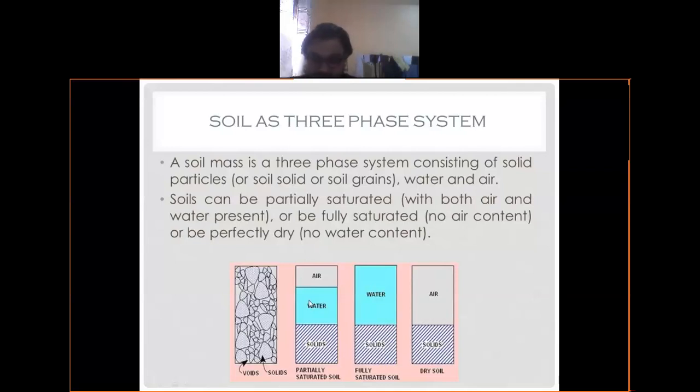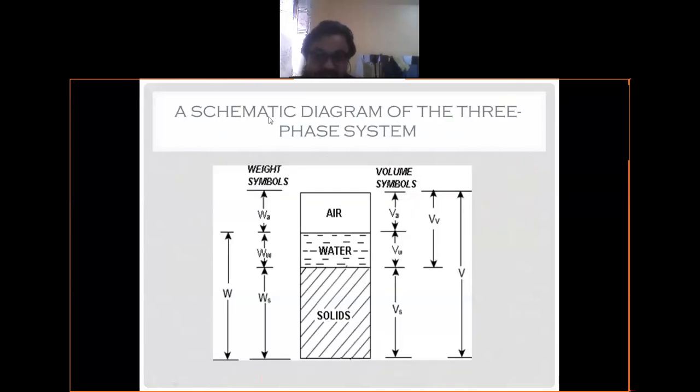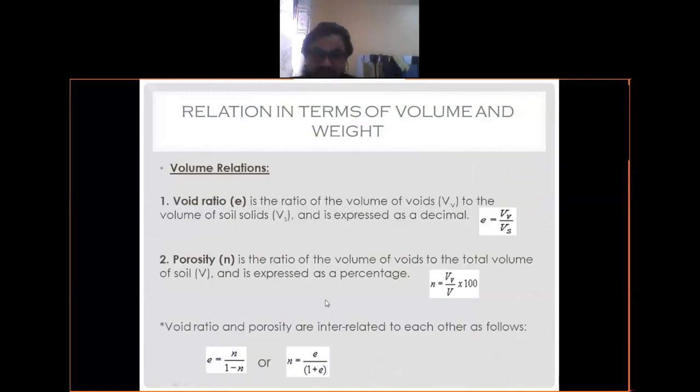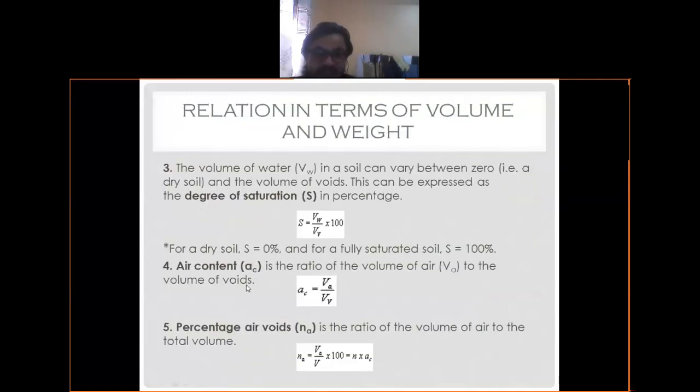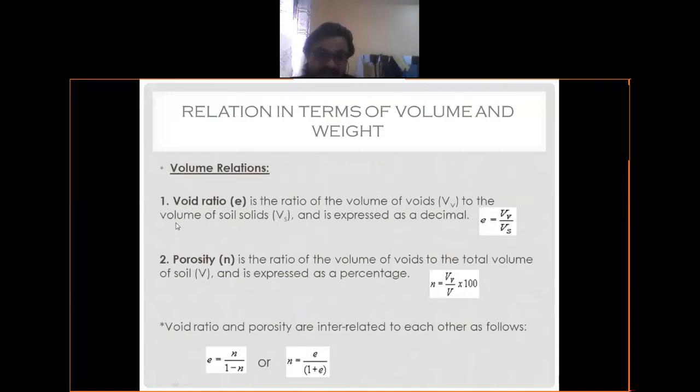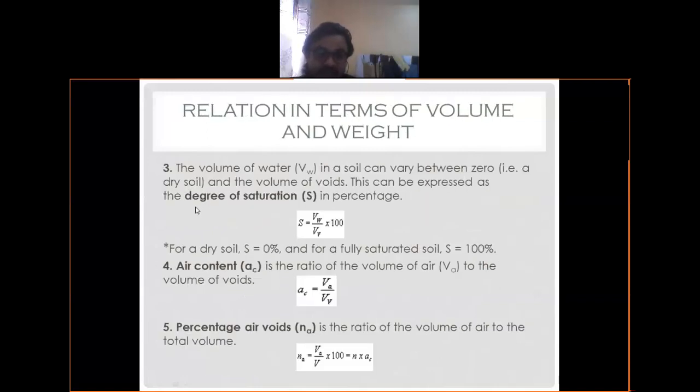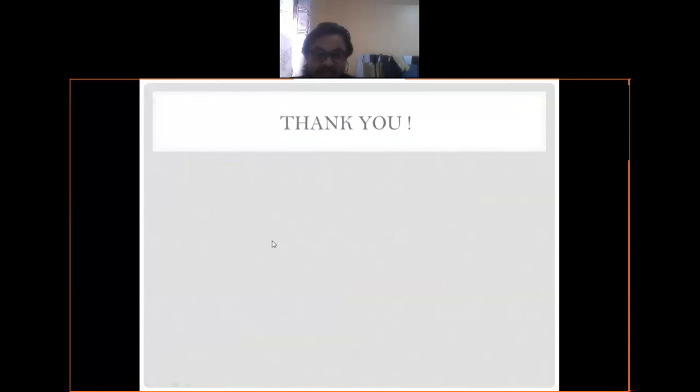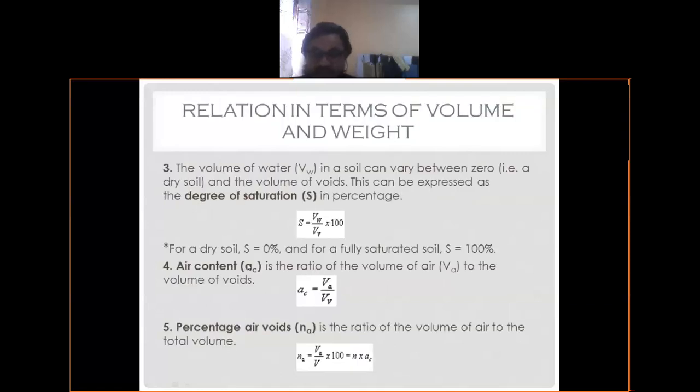Okay, so based on this, we have derived some relations based on volume and weight. For this class, we have discussed five relations: void ratio, porosity, degree of saturation, air content, percentage air voids. These five relations are based on the volume of a particular soil. Next class we'll discuss some relations in terms of weight.